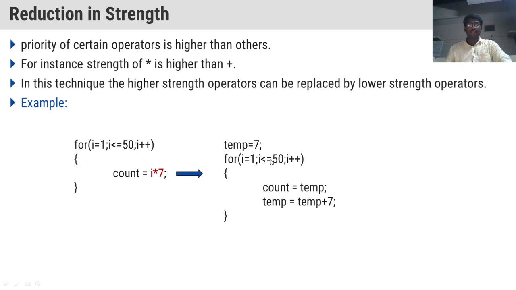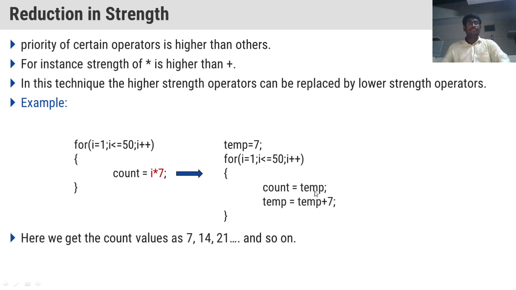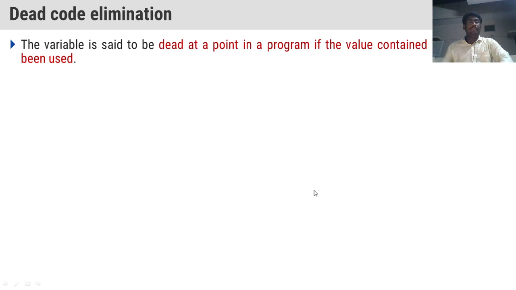The temporary value is 7, we have already assigned it, and that temporary value goes to count. Now what we will do, temp plus 7. So the temporary value, which is already 7, I have moved to the variable called count. After that, temp equal to temp plus 7. We are adding 7 to the temporary value. This is called reduction in strength. Here we used a star operator, here we are using a plus operator. This is called reduction in strength. And the next one is dead code elimination.